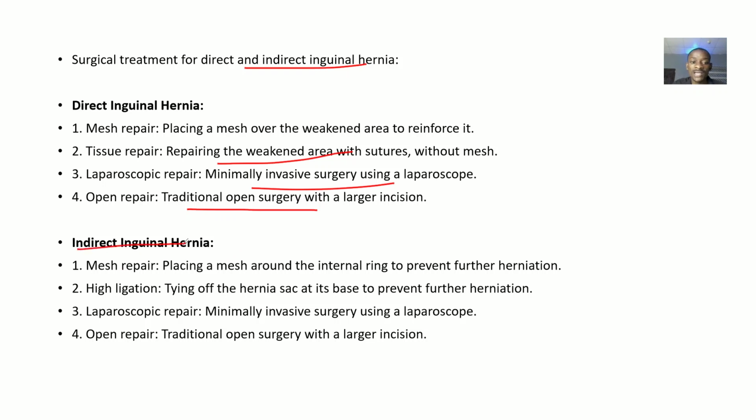Then for the indirect inguinal hernia, you could also use a mesh repair. You place a mesh around the internal ring just to prevent further herniation. A high ligation, this one is tying up the hernia sac at its base just to prevent further herniation. Laparoscopic repair, this one is minimally invasive surgery using a laparoscope. Then open repair, this one is traditional open surgery with a larger incision.